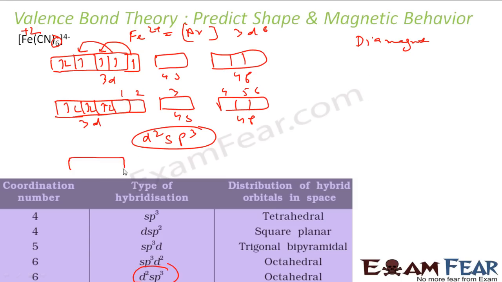Right? So the actual shape will be like this. It will be 3D. It will be d2sp3, and each of these will be filled. So with this you can say that it is diamagnetic because there is no unpaired electron, and it is octahedral based on this chart.